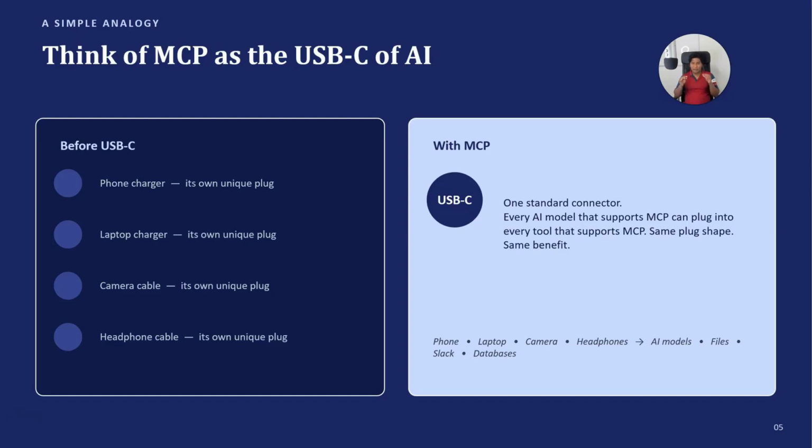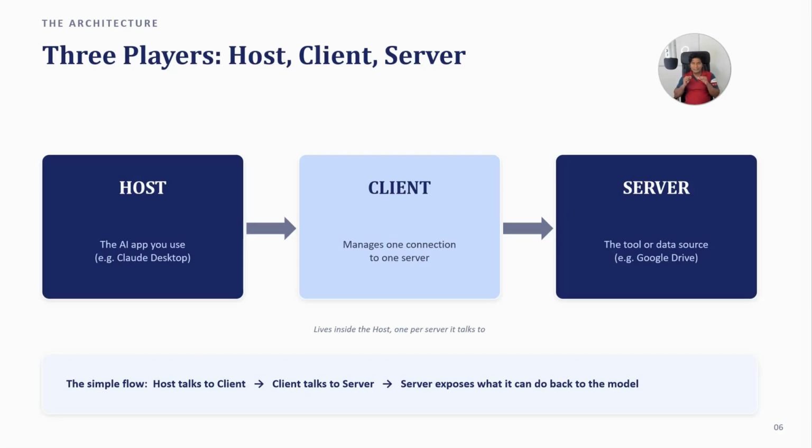Let us just agree on one plug shape. Now your phone, your laptop, your headphones, and your camera can all use the same cable. MCP is basically doing that for AI. Instead of a different plug for every tool, there is one standard connector. Any AI model that supports MCP can plug into any tool that supports MCP. Same plug, same benefit.